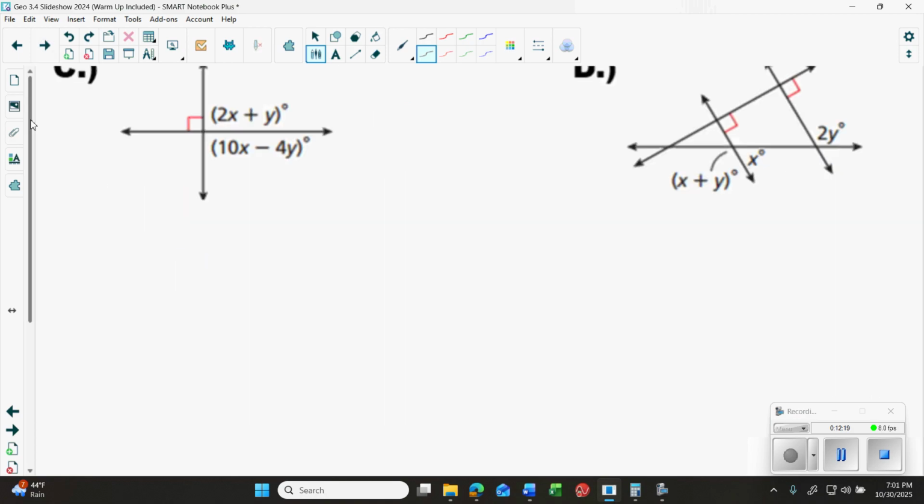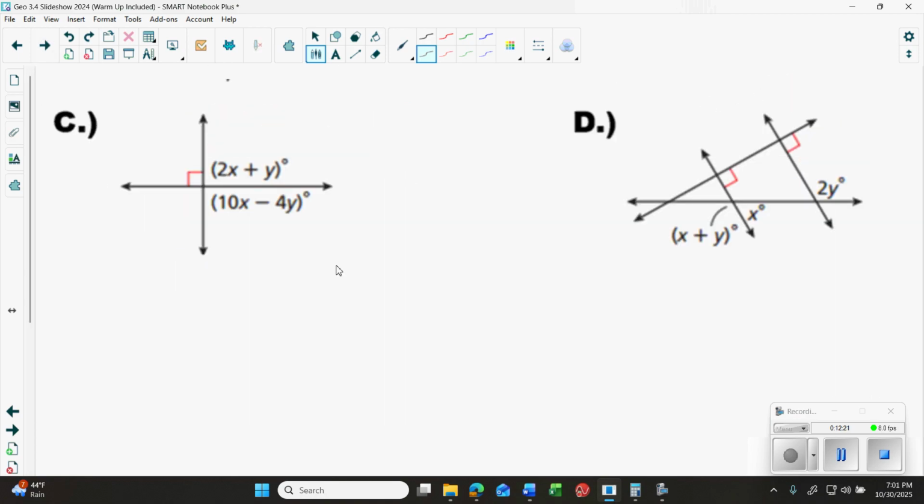All right, these two are a little harder. Let's start with C. I just have two lines intersecting, right? So I know all of these angles here are going to be 90 because I have linear pairs. So I can write two things here. I can write 2x plus y equals 90. And then I have 10x minus 4y equals 90. What I've done here is I've created a system of equations. So let's go ahead and solve this by elimination.